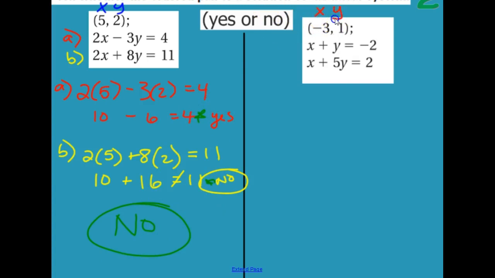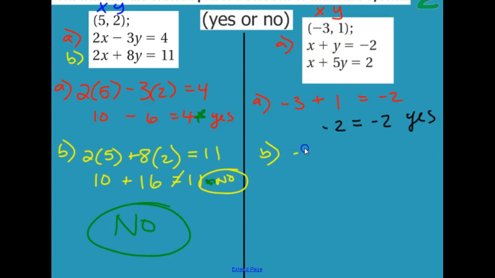This is x and y. I'm going to call this line A again and test that first point. So x, which is just -3, plus y, which is 1. Does that equal -2? Well, -3 plus 1, there's more negatives, there's 2 more. It does equal -2, so this first one would be yes, it works. But the second one, B, let's test that one.